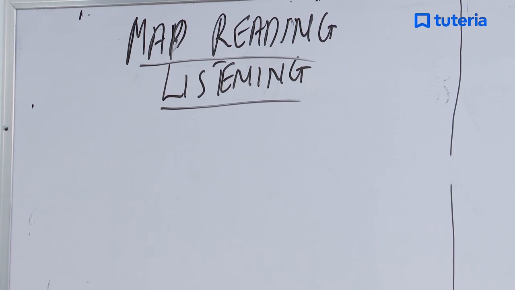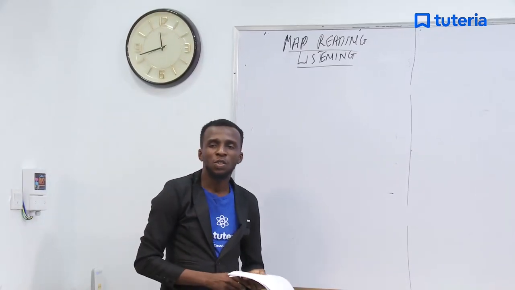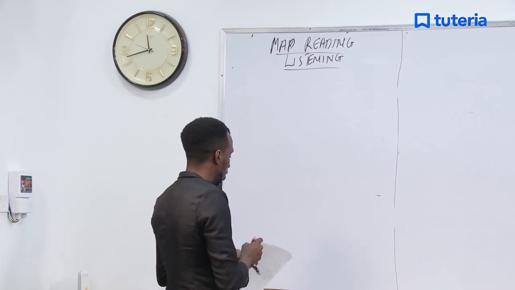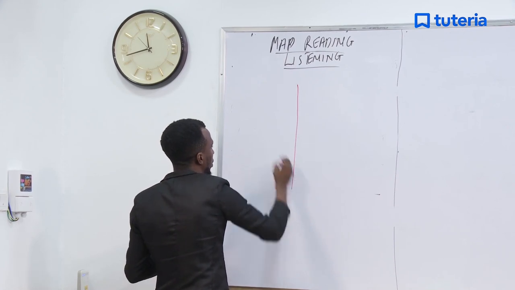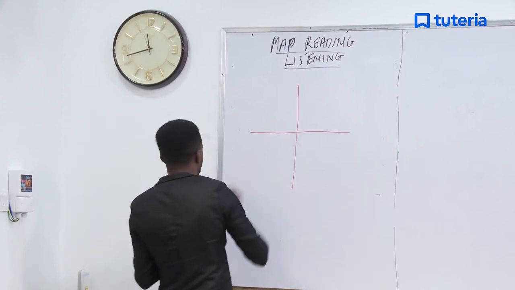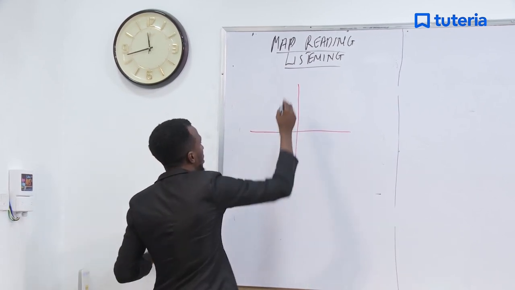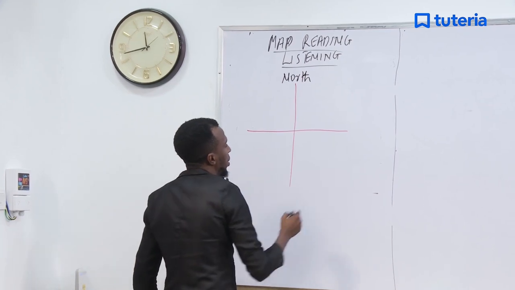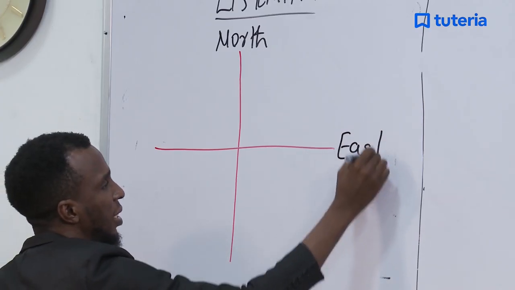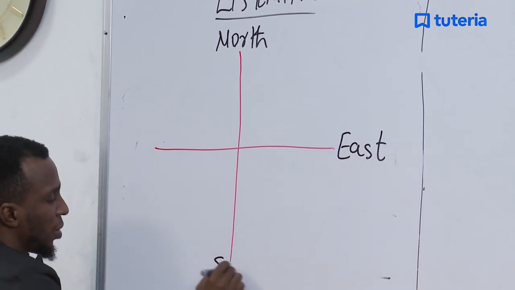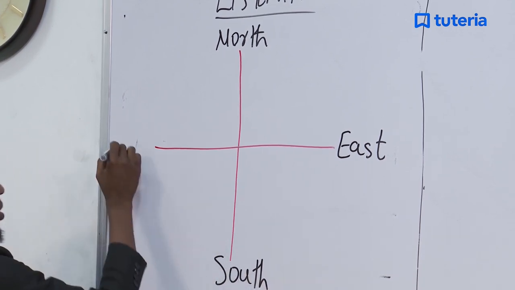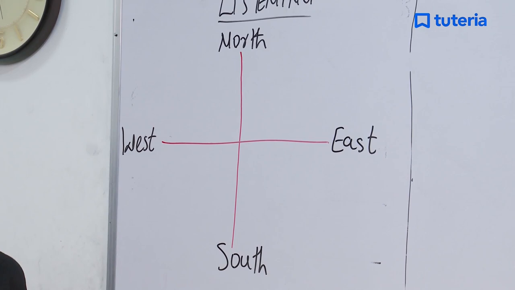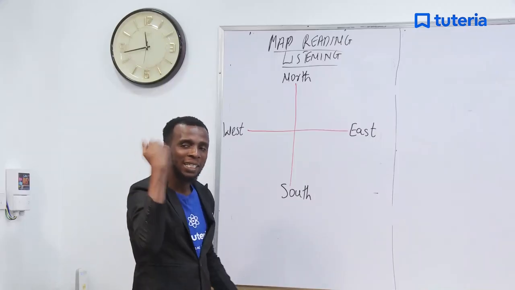I introduced map reading last time, and I told you that for map reading you need to know your direction, every direction. I told you your front, like we have the 4 points, okay? Now in these 4 points, this represents what? The north. So we have north, and this represents what? East. And this represents south. And this represents what? West. So that means if you place it this way, your front is your north, your back is your south.